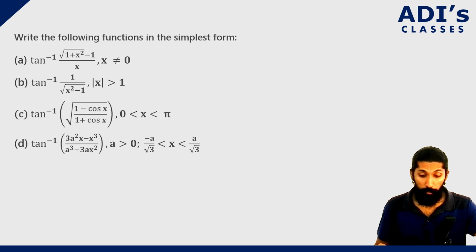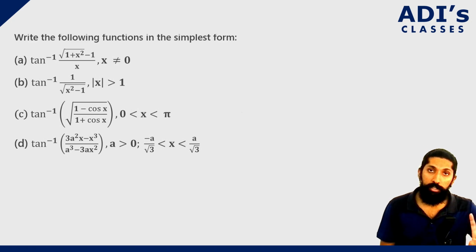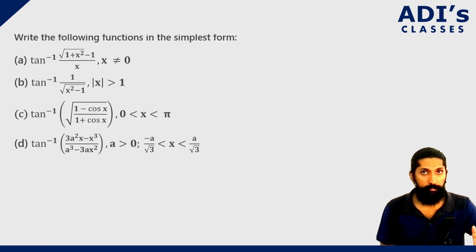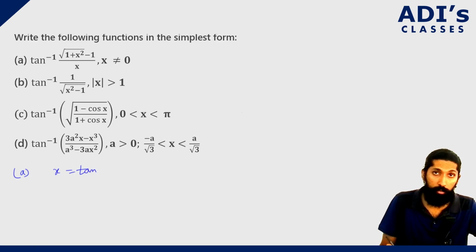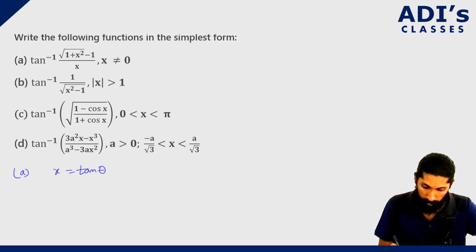If you have x square minus 1, like in the second one, then substitute either cosecant or secant. Alright? If you have 1 minus x square, then you substitute sine or cos. Fair enough? Let's do the first one now. For the first one, take x value as tan theta. You can substitute cot also, makes no difference.